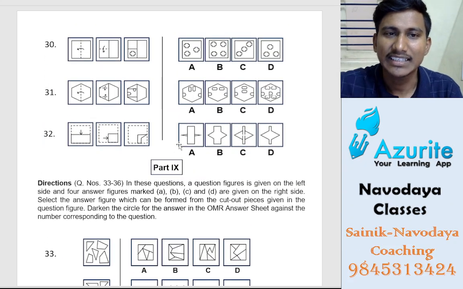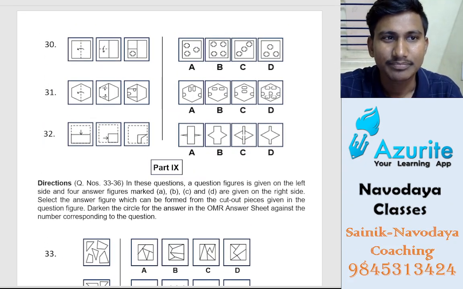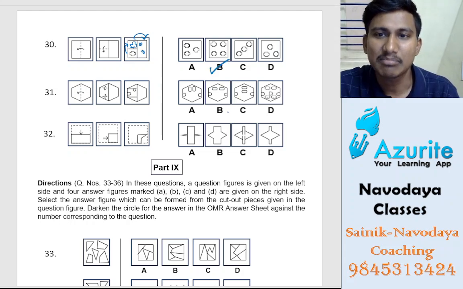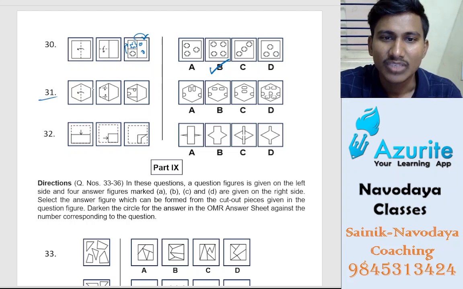Okay, and here now 30 question. So if you see, we have to open it upside, then this figure will also come like this. Okay, like this, and then this side also if you open, there will be 2. So that is why answer is option B here. And here 31, so if you open upside, this will come here, and if you open it this side again, it will come like this, and then this will come here. So that is why answer is option C here.